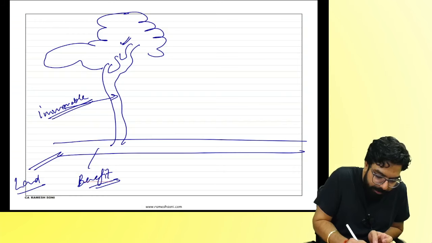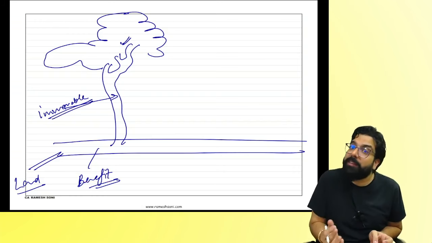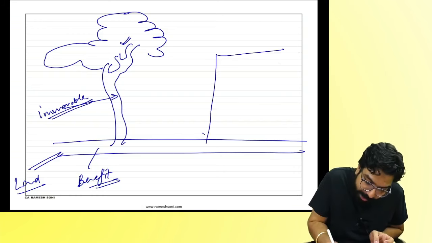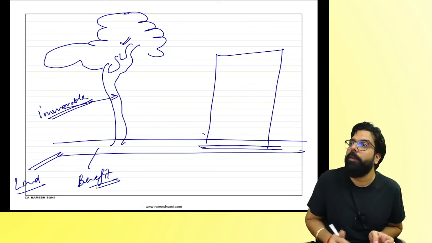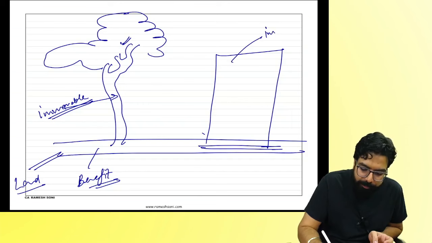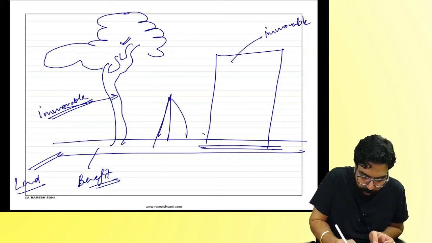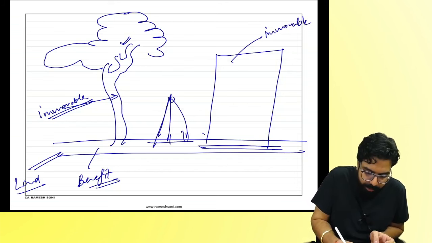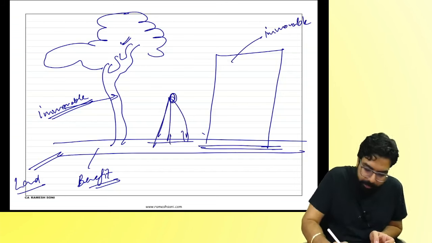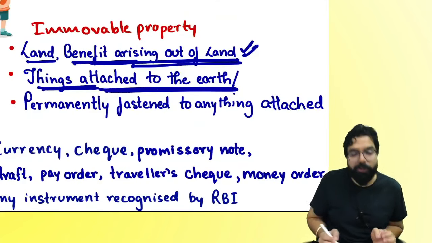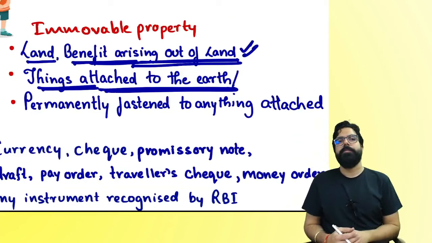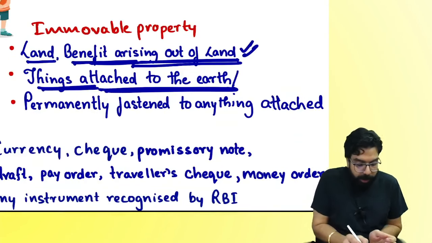Movable, immovable? Some things come out of the land. Some things you attach to the land. Building: movable, immovable? Immovable. Let me give you one more example. A telecommunication tower. You know a tower? Movable, immovable? Remember one thing: anything which is attached to the earth is also immovable. Is my point clear? Next.